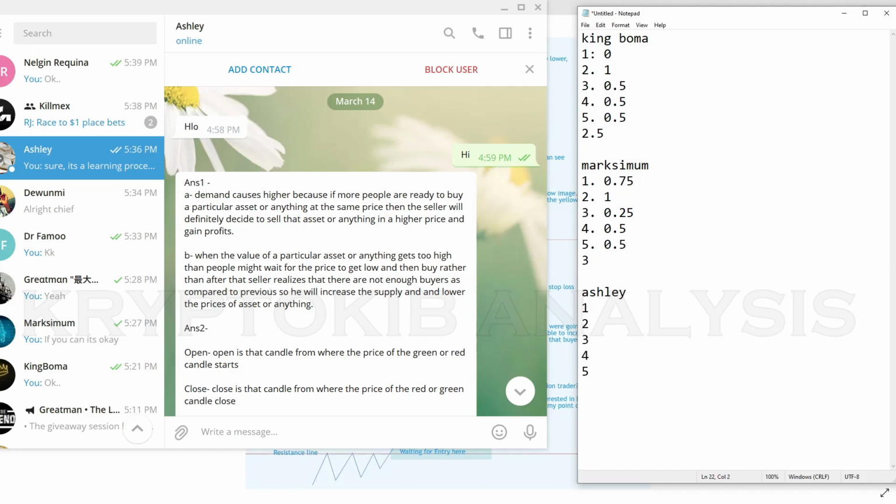This work is not easy, I'm telling you. So demand causes price to go higher because more people are ready to buy a particular asset. That's correct. Let me not read too much. When the value of an asset gets too high, then people might wait for the price to get low and then buy. Then the seller realizes that there are not enough buyers as compared to previous, so it will increase the supply and lower the prices. That's also correct. I think you understand that.